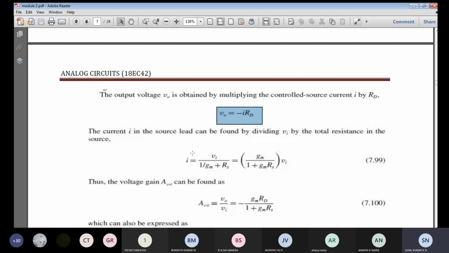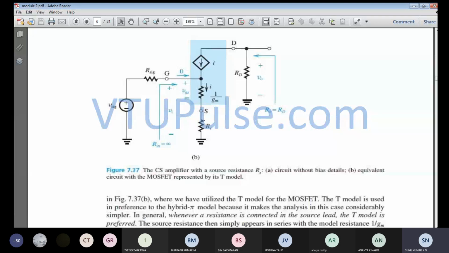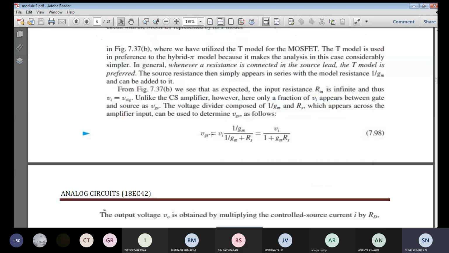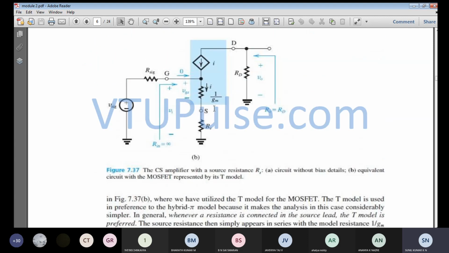Across the input side, consider the current that is flowing. Since the current flowing over here is 0, from this node towards this one the current flowing is I. So I will be equal to Vi by R, that is I is equal to V by R. What is Vi? That is the input voltage, from this node to this node.